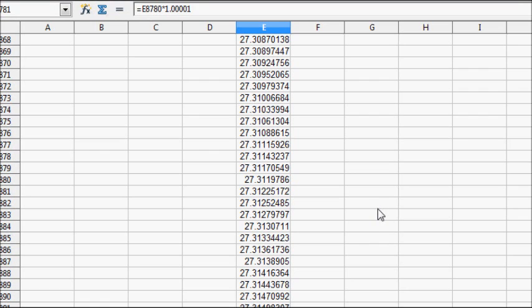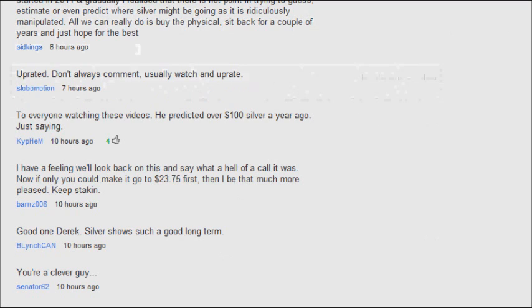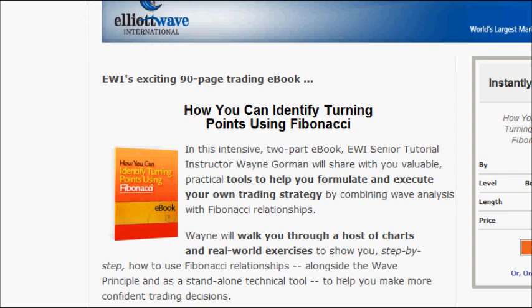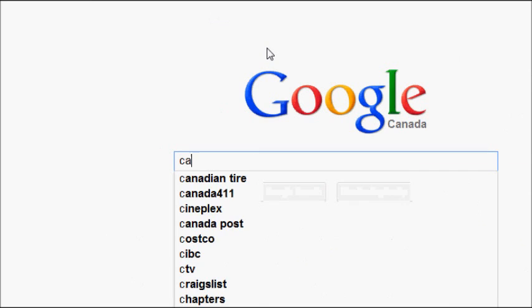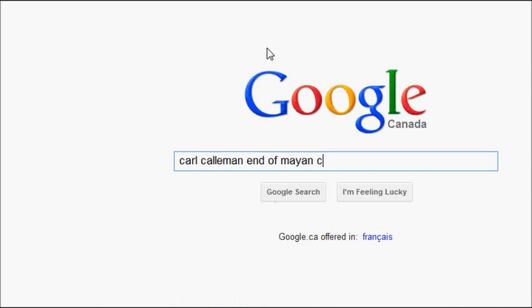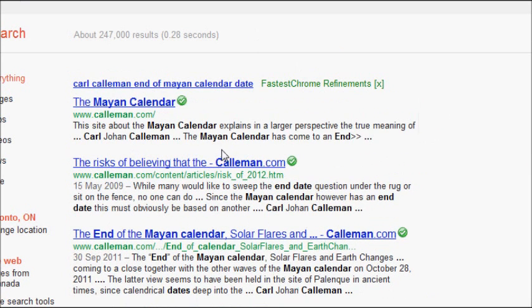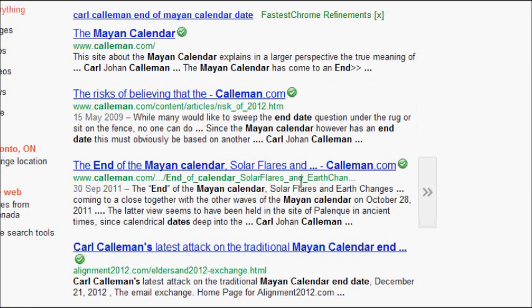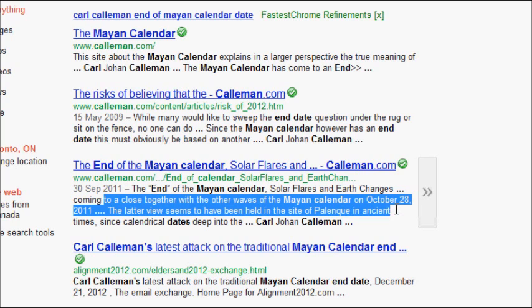Now, here's the kicker. This cannot go on forever. It's impossible. And the reason why it's impossible is because at some point, this would just pretty much explode within itself, which is where December 21st, 2012 comes into play. Now, the person who talked about these different cycles was Dr. Carl Calleman. And he had October 28th, 2011 to be at the end of that date.